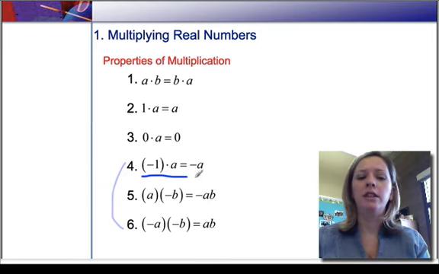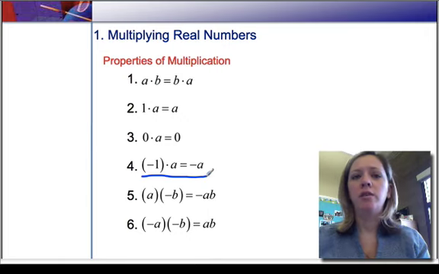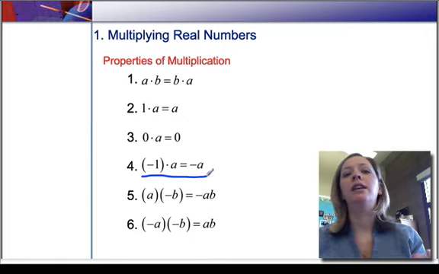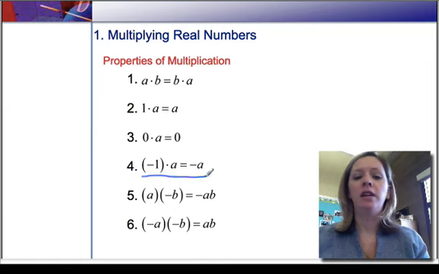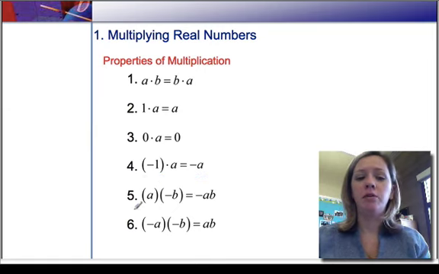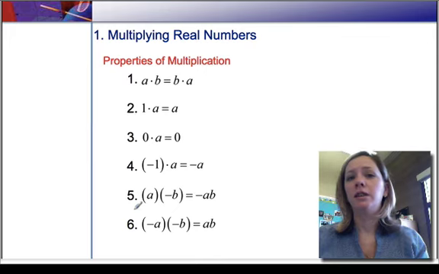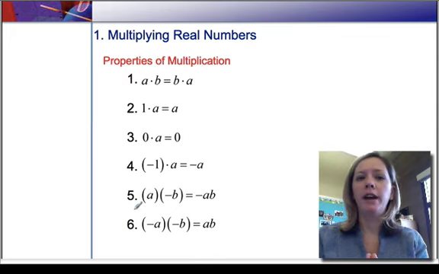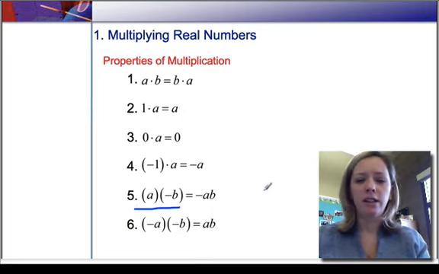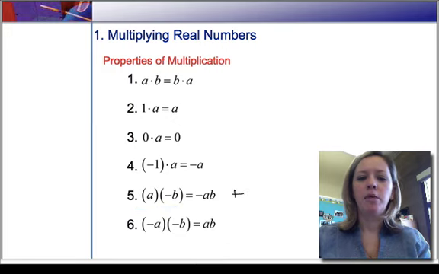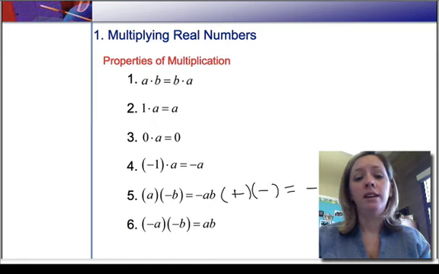So the first one says, if you have negative 1 times a number A, then that's going to be negative A, or the opposite of A. The next one, number 5, if you have A times negative B, well, you're still going to multiply A and B together, but then the value will be the opposite of that product. Another way of saying this is that a positive times a negative is a negative.